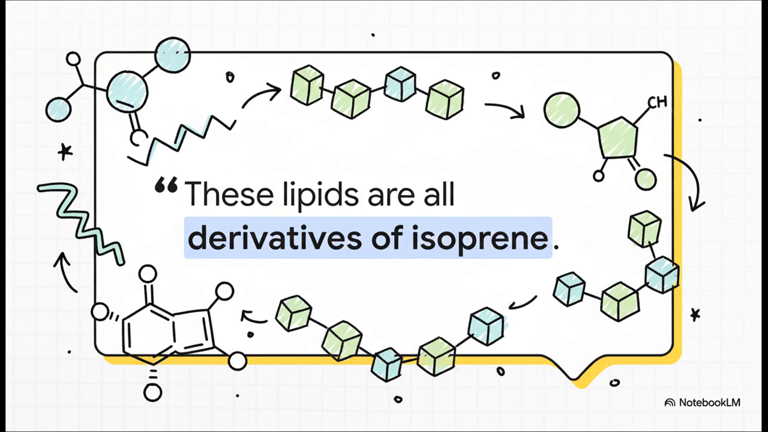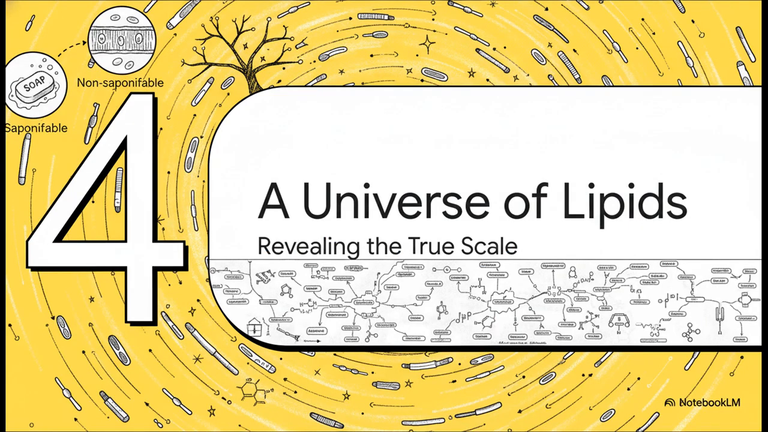So what do all these different looking molecules have in common? Well, believe it or not, they're all built from the same tiny 5-carbon unit called isoprene. Think of it like a molecular Lego brick. Nature just snaps these little isoprene units together in different patterns to create this incredible range of stable, highly functional lipids. So we have this two-part system, saponifiable and non-saponifiable. Simple enough, right? Well, that's just scratching the surface.